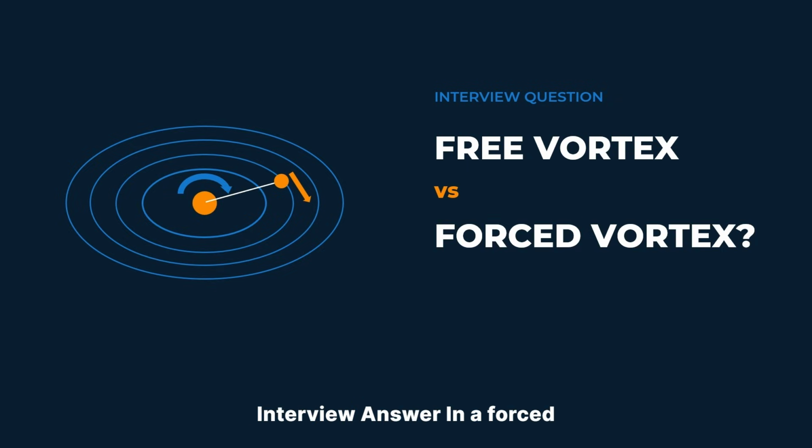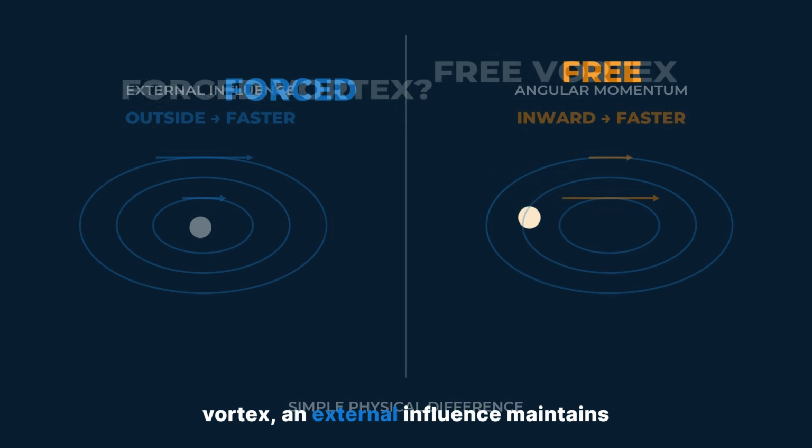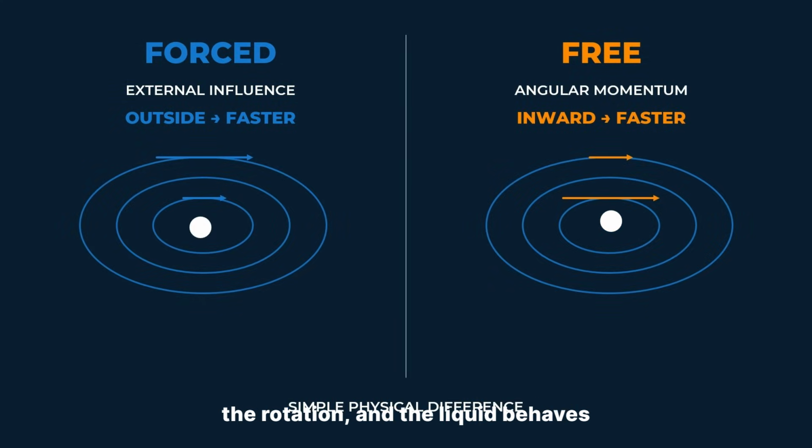Interview answer. In a forced vortex, an external influence maintains the rotation, and the liquid behaves approximately like a rotating solid body. The tangential velocity increases as we move outward. In an ideal free vortex, angular momentum is approximately conserved. So as the radius becomes smaller, the tangential velocity increases. Forced vortex: outside faster. Free vortex: inward faster. That is the simple difference to remember.